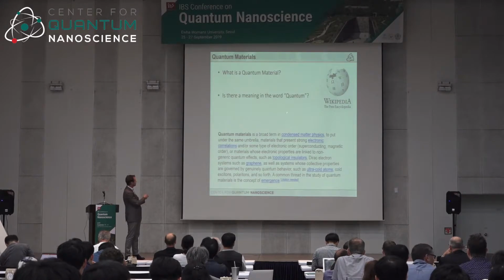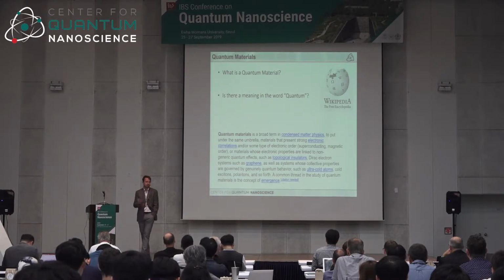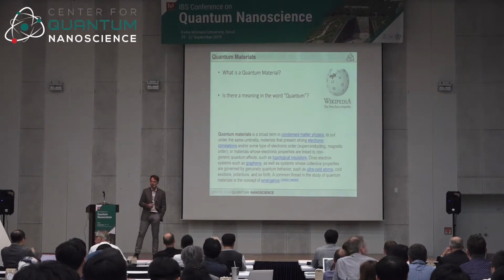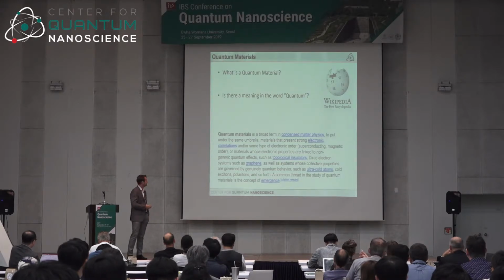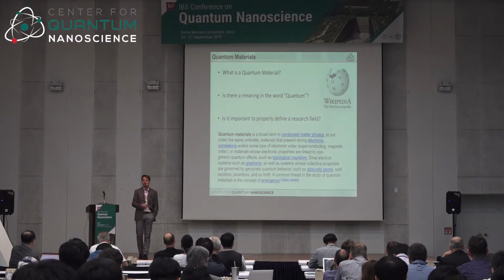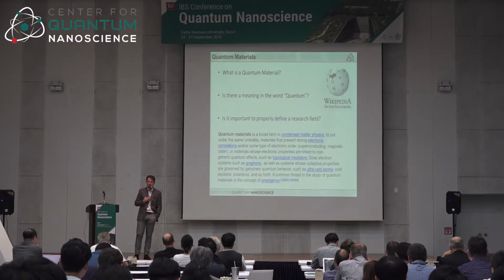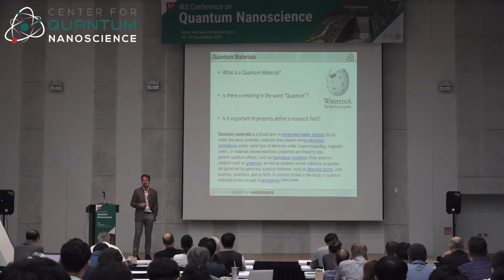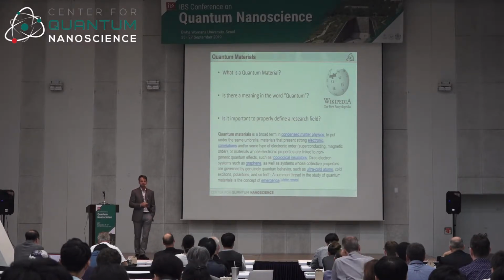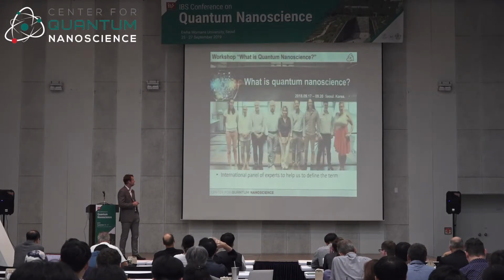For example, the word quantum, there are generic quantum effects, and then there are genuinely quantum effects. Well, we don't know what that means. Does anybody have any idea what that means? So that's really crazy. Now, the question is, is it important to define a research topic? And I would argue it is important to define a research topic so that you can avoid something like this. So how do we go about defining what is quantum nanoscience?